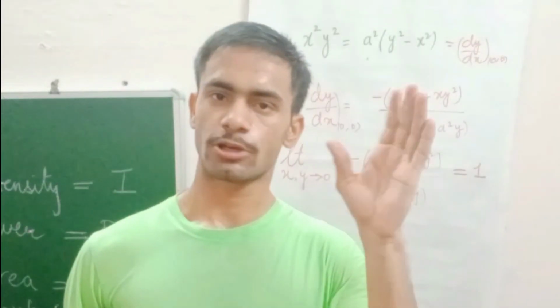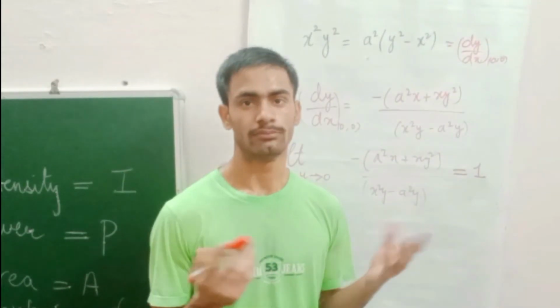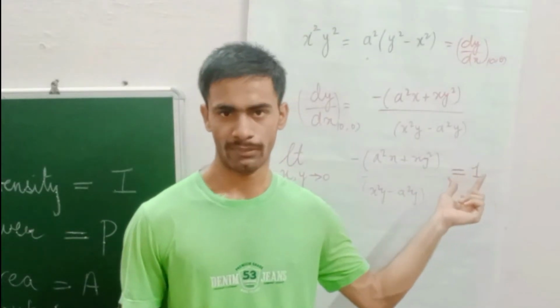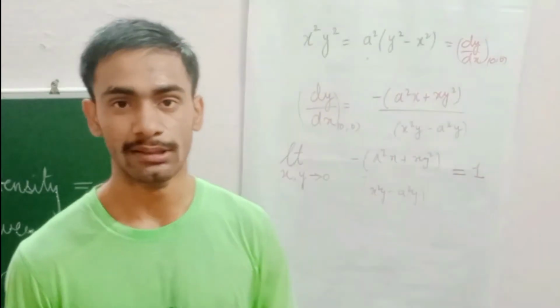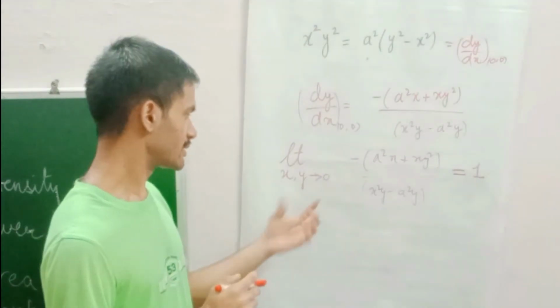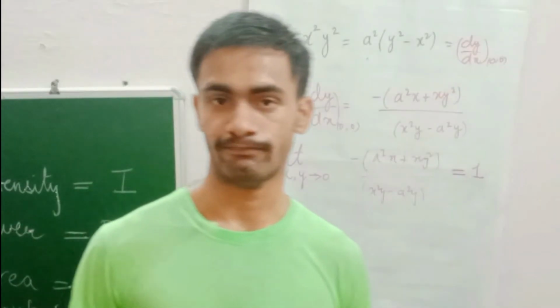Then you will get something like a 0 by 0 form. Again you can apply l'Hospital's rule, or in one step you can easily get it equal to 1. So this is the solution of the third one. Nothing special in this question, but this double limit might change you.